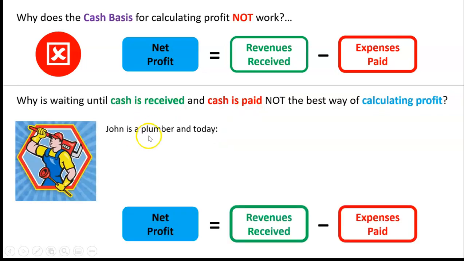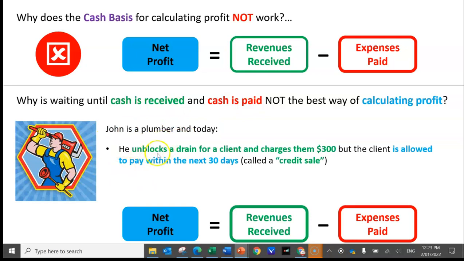Let's have a look at an example here. Why is this not going to work? Let's take this guy. John is a plumber, and today he unblocks a drain for a client and charges them $300, but the client is allowed to pay within the next 30 days. He hasn't got the money yet. We call this a credit sale, by the way. He's earned the revenue, but hasn't got the money.